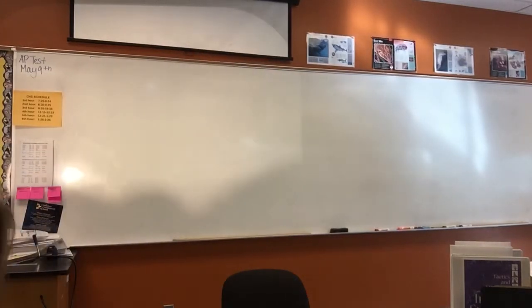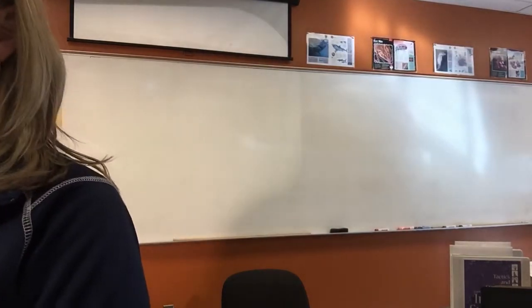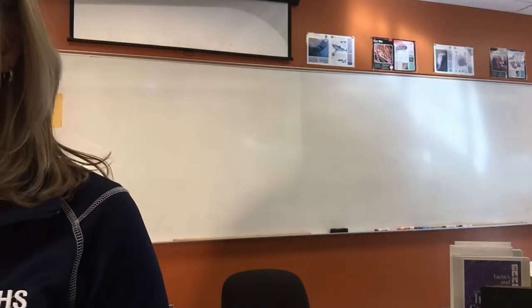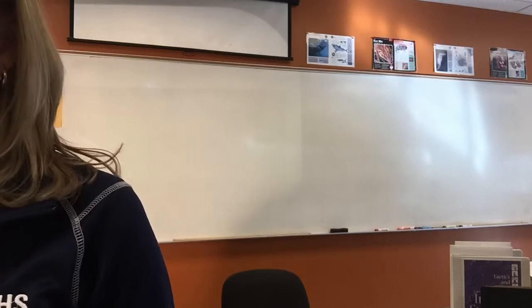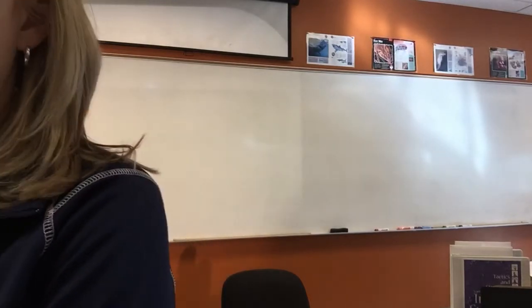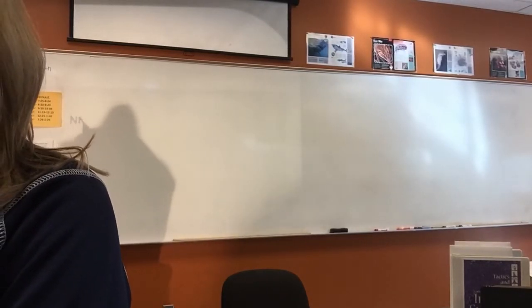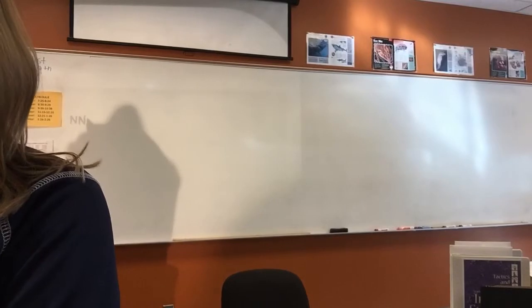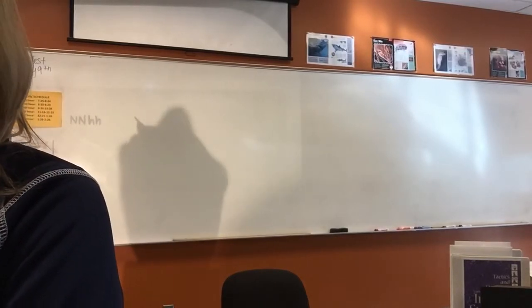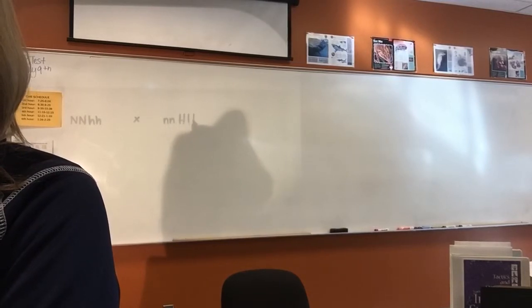All right, so let's go over this. So you had to figure out whether or not these two genes were linked or unlinked. And so the information that they first gave you is that the parents were one parent was big N, little h, and then the second parent was little n, big H, little h.